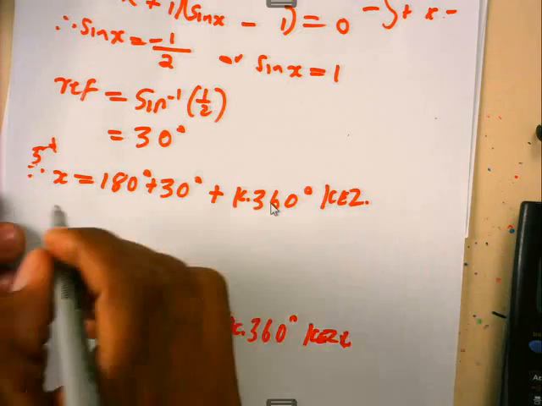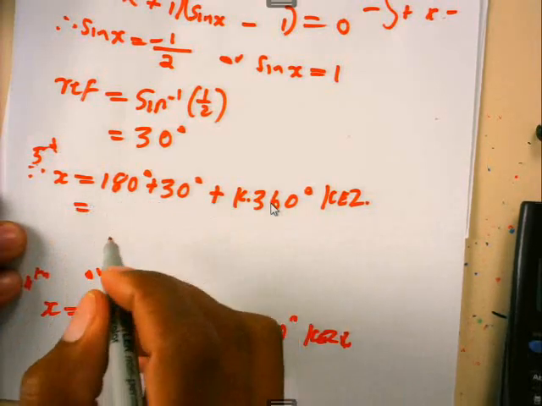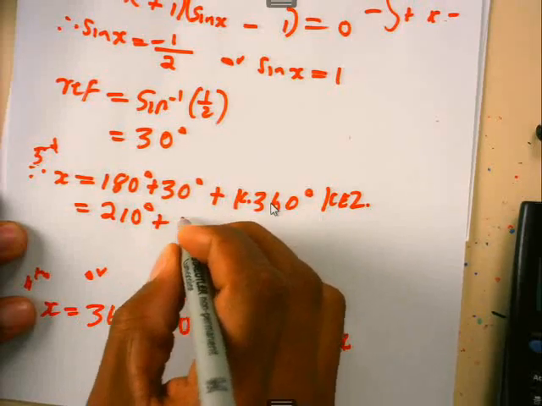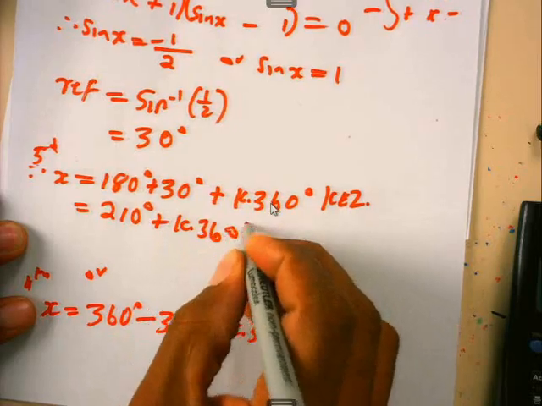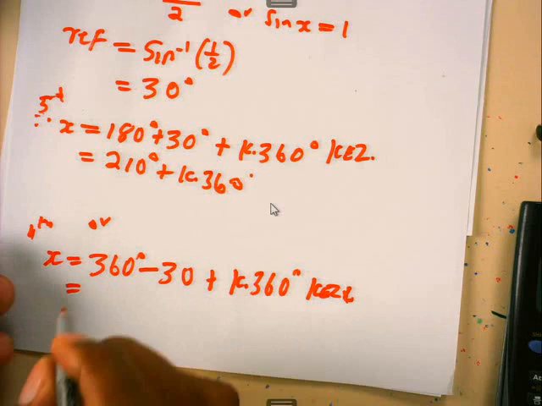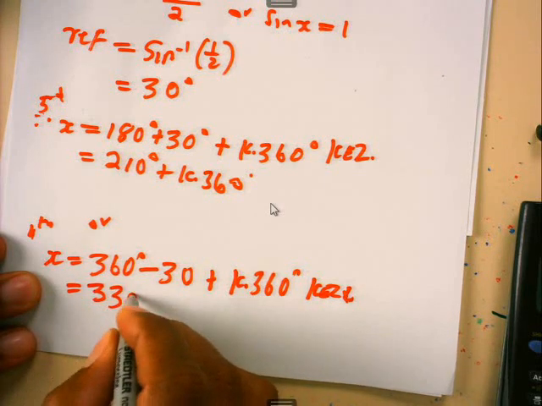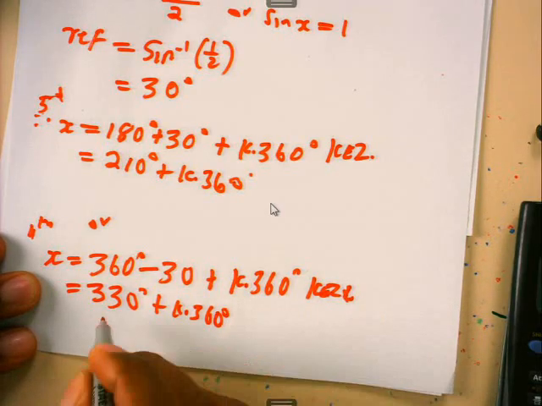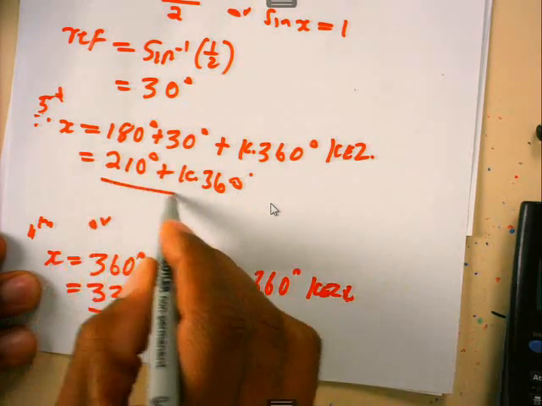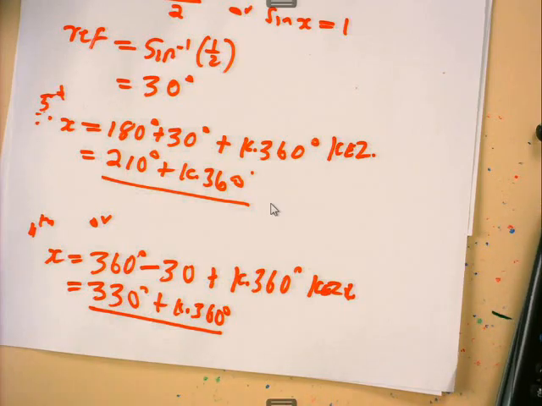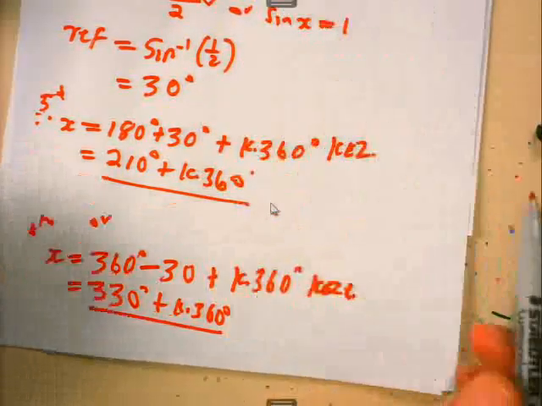Right, now from here you can simplify to say 180 degrees plus 30, that will be 210 degrees plus k times 360. Good. And also on this side, you do the same: 360 degrees minus 30, that will be 330 degrees plus k times 360 degrees. Good. Now we have two solutions for sine x is equal to negative 1 divided by 2. Good. Now, boys and girls, we are done with the first part.